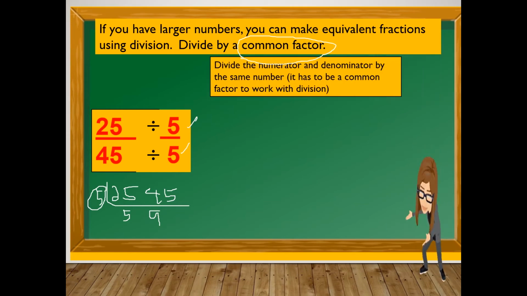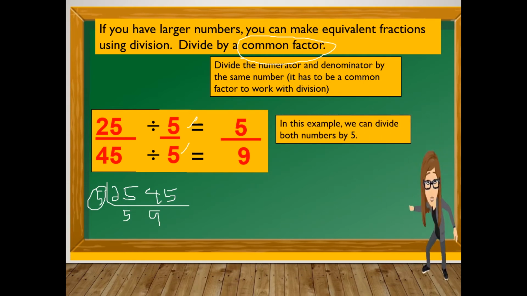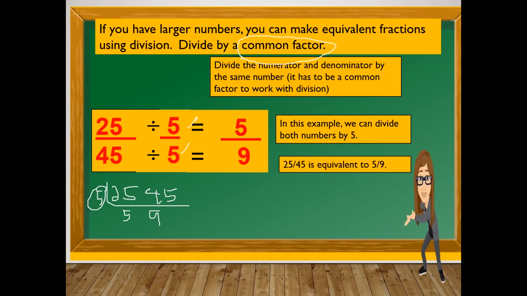So divide the numerator and denominator by the same number. It has to be a common factor to work with division. So the common factor is 5. That's why we need to divide 25 by 5. So 25 divided by 5 is 5, and 45 divided by 5 is 9. So in this example, we can divide both numbers by 5. And we can say that 25/45 is equivalent to 5 over 9.